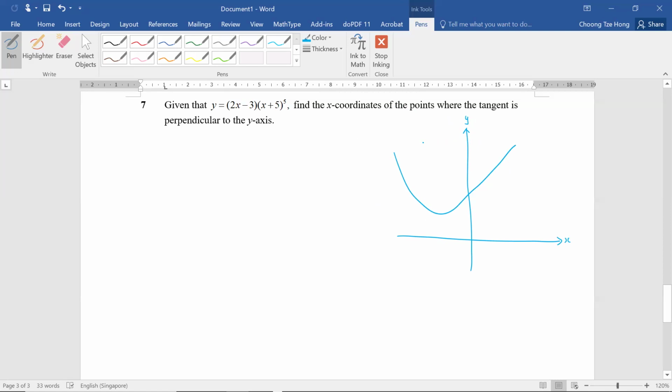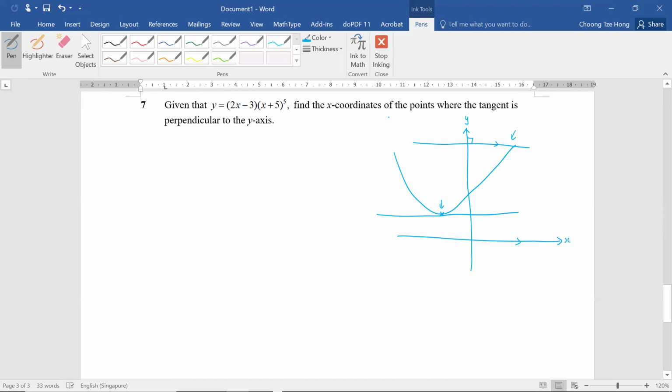So if any line is perpendicular to the y-axis, do you agree with me that this line is going to be horizontal? In fact, it's going to be parallel to the x-axis. Basically, if you were to shift this line up and down until it is tangent to the curve, they want you to find the x coordinates of those points. If you shift this blue line down, it's going to be tangent to the curve at the lowest point over here. So one example is like that, and they want you to find the x coordinate of these points.